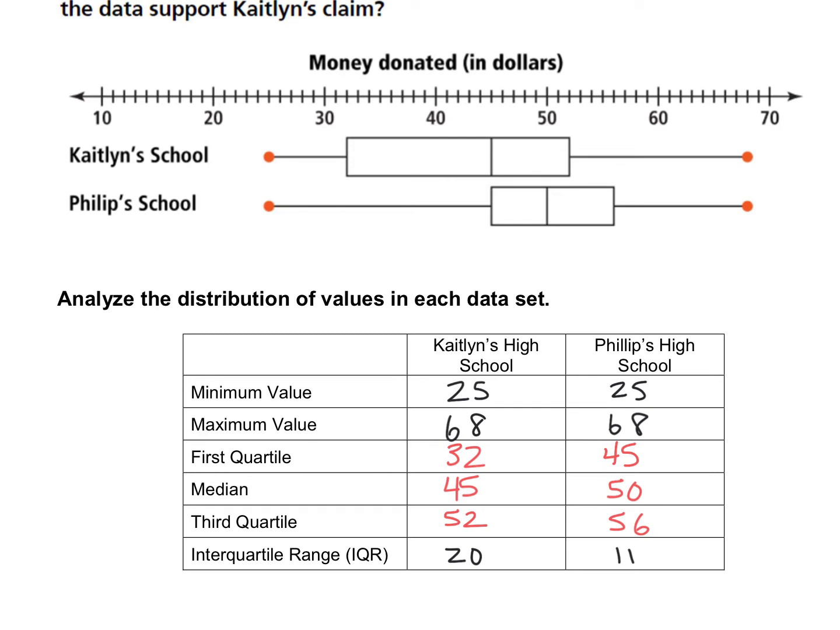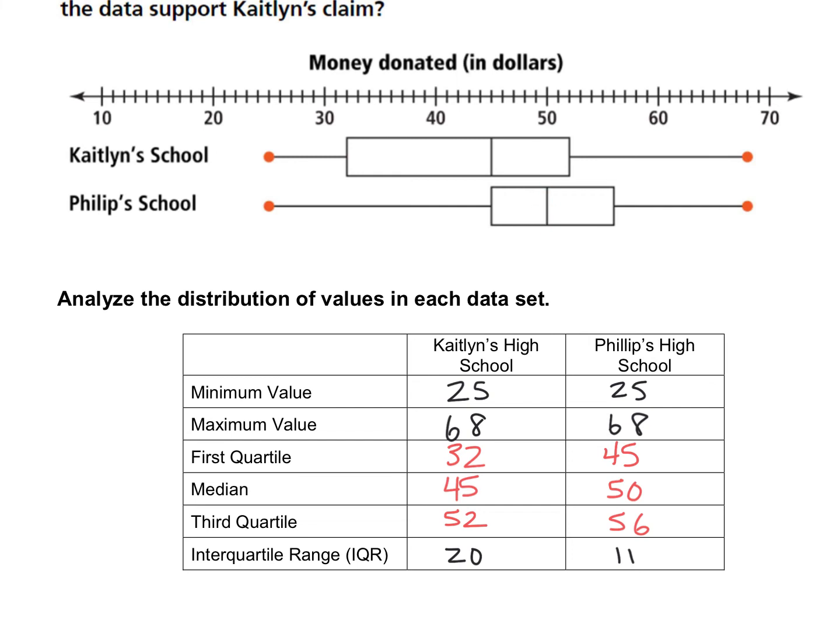So some things to note, while the minimum and maximum amount raised at each school was the same, they both had 25 to 68, the spread of the data did vary. The sample shows that half of the students at Caitlin's school raised between 32 and 52, so half the students is within this box. This is the lower 25%, that's the higher 25%. Half the students at Philip's school raised between 45 and 56, so that's a higher amount right there. Half the students at Caitlin's school, if we focus on just the median, raised $45 or more, while half the students at Philip's school raised $50 or more.